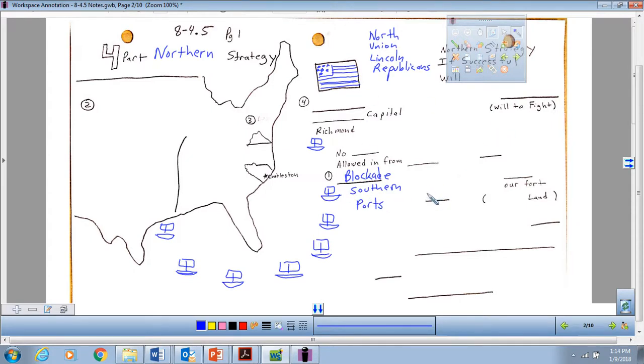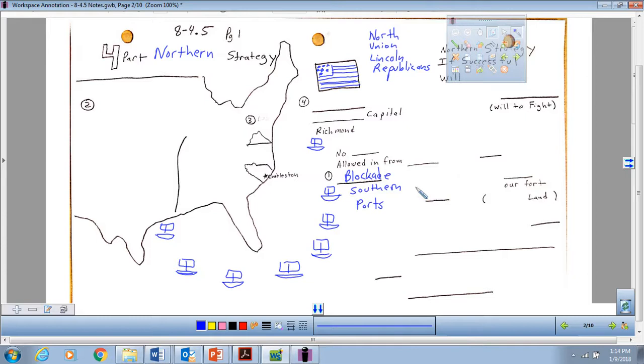So, part 1, blockade the southern ports. Now, before we go further, I want to know what you know about the economy of the North versus the South. Raise your hand if you know something of the way the economies differ, because boy would it play a part in this Civil War that's going to come. For instance, what did the Southern economy rely on? Slaves, and how did they make their money? Cotton, someone said. Good. How about the North? Mills.